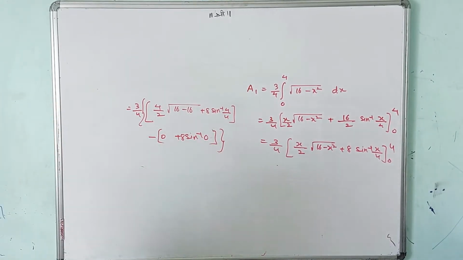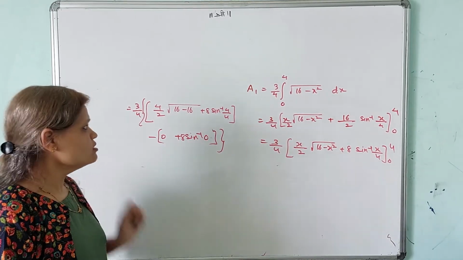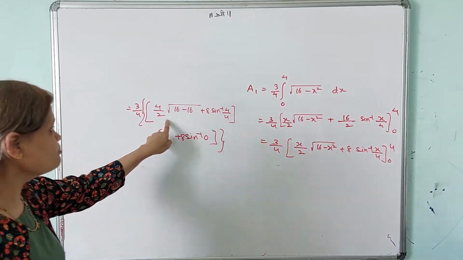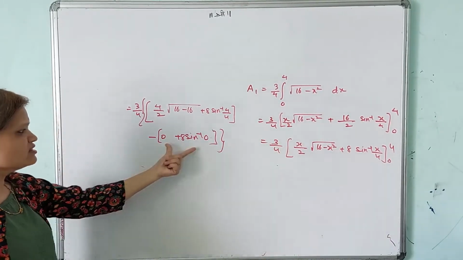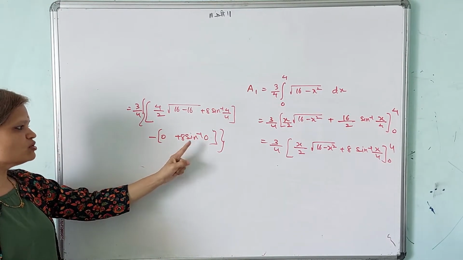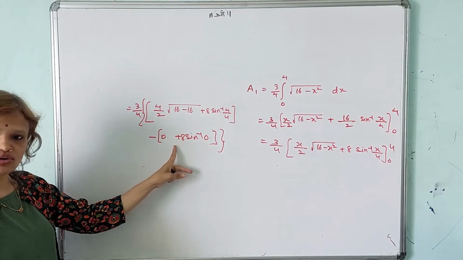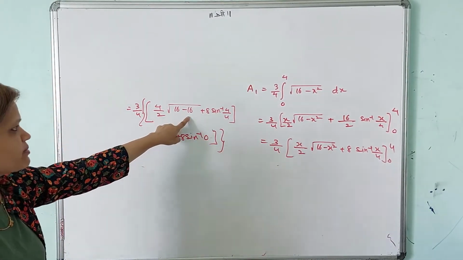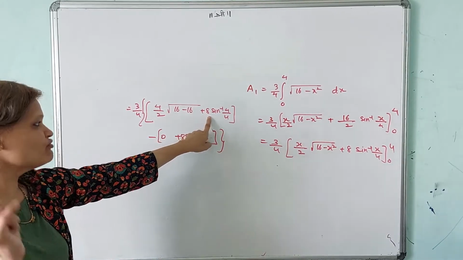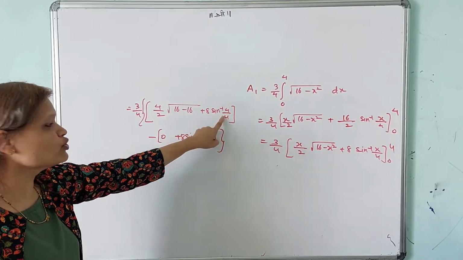Substitute upper limit, lower limit. Remember the point, put proper bracket. This is upper limit minus the lower limit. In this case, the second part will be 0 because sin inverse 0 is 0. The first term is also 0, 16 minus 16. So we are left with just one term, that is 8 sin inverse 4 by 4.